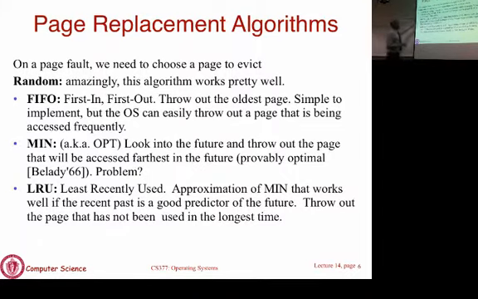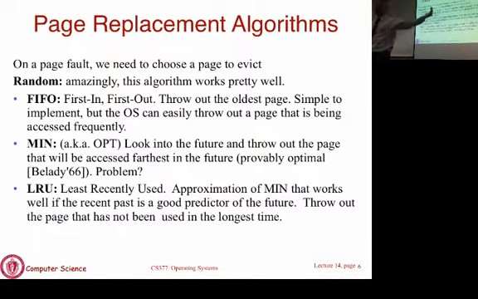The next policy is what is called an optimal policy. It's called MIN. I'm not quite sure why it's called MIN. It tries to minimize page fault time. So this policy says evict the page that is not going to be accessed for the longest time in the future. So if you could peek into the future and see, of all the pages you have, when each of these pages is accessed next. Maybe you have 3 pages, page A, B, C. A is accessed 2 instructions from now. B is accessed 10 instructions from now. And C is accessed 100 instructions from now.